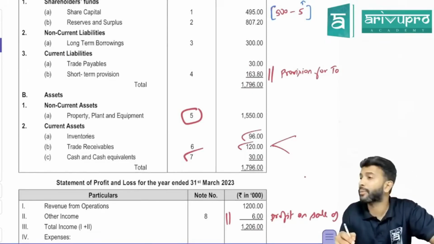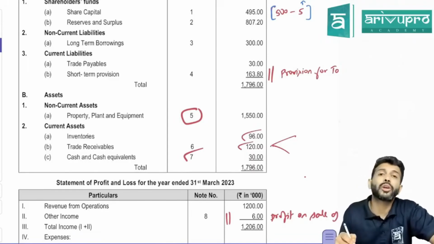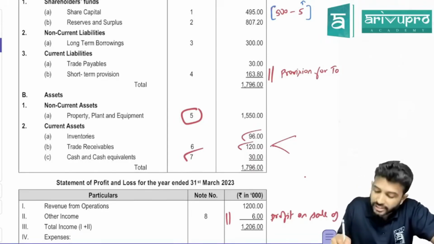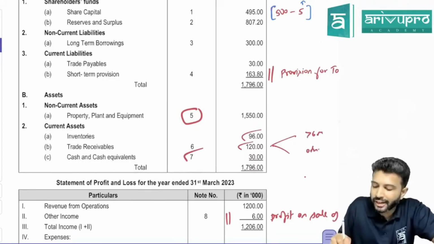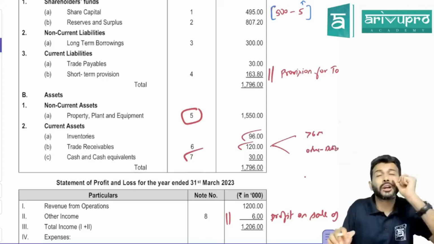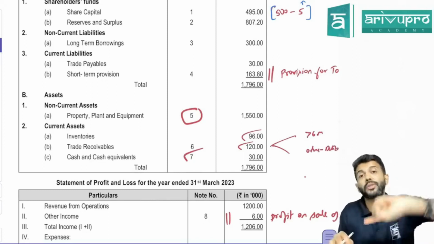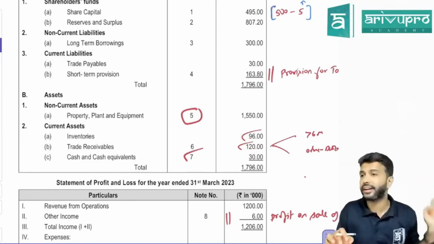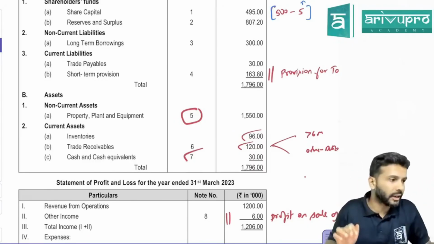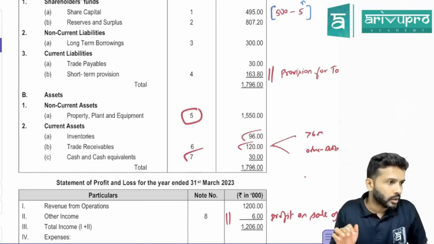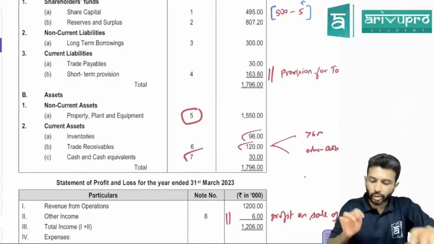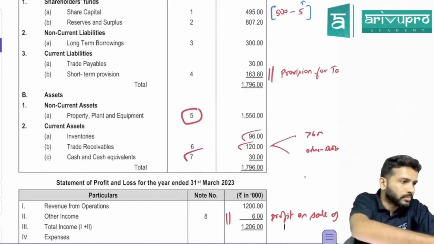You know what you need to show? Anybody remembers the disclosure? For debtors, what do you need to show in the working note? Debts outstanding for more than 6 months and other debts. If any debtor has not paid you the money for more than 6 months, you have to show that debtor separately, and for other debts you need to give a disclosure. That we will see later. For now, we have got the total amount, no?